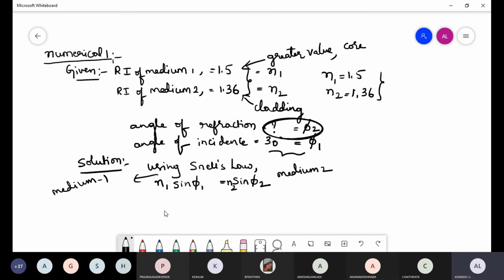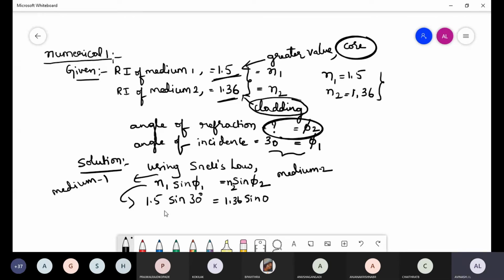So in that particular medium 1 and medium 2, if we consider that refraction will happen, here we need not always consider the core. Without core also we can consider the things. But usually, when the refractive index is given more, for that value you can consider as core, or else not necessary. Snell's law is not defined for core and cladding, it is for medium 1 and medium 2. So now substitute the values. N1 value is 1.5, sine phi1 is 30 degrees, equal to N2 is 1.36, sine phi2.